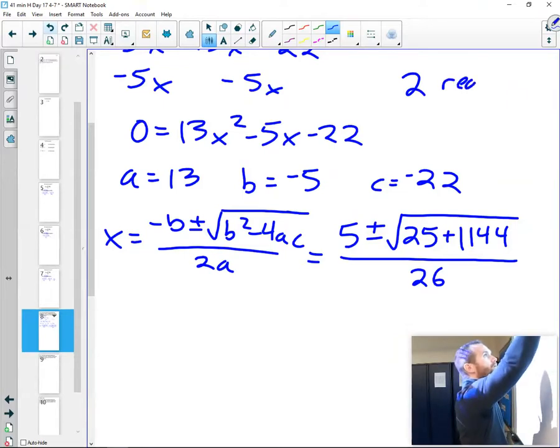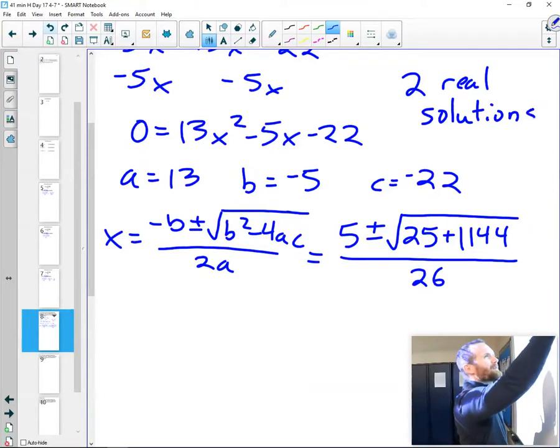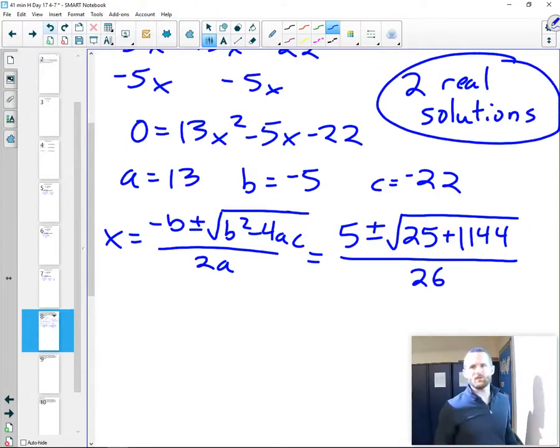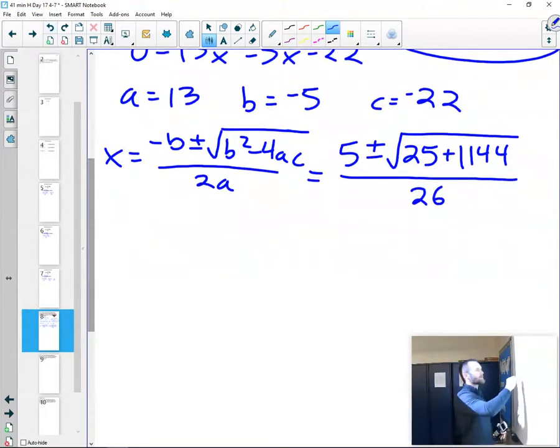2 real solutions. Now, if any of you are watching this thinking, well, I don't know if I would have been able to see that there's 2 real solutions right there, don't worry. If you just keep on going, eventually you'll find both of them. And then it'll be like, oh, we found 2, so there's 2 real solutions. So even if you don't know there's 2 real solutions right now, let's just keep on simplifying, and you'll see that we get 2. So let's see what happens.